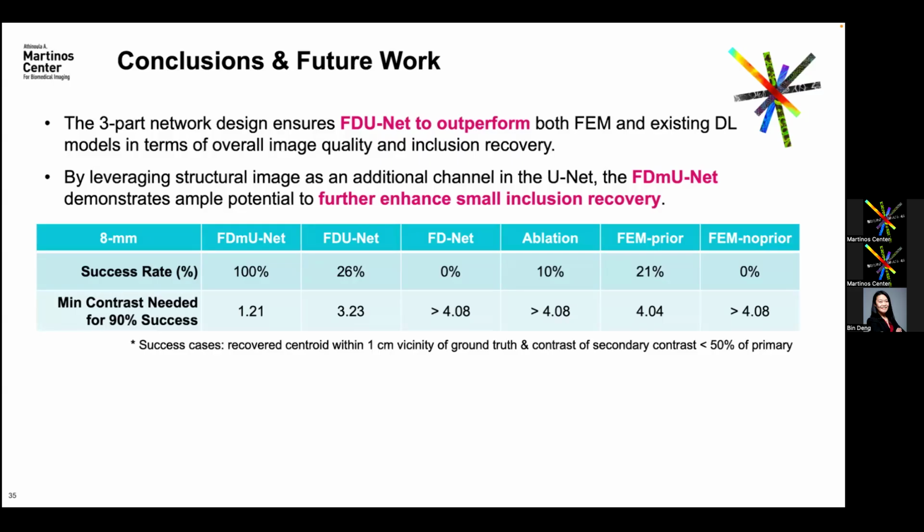If we use this metric to define the success rate, the FDUNet actually achieves a much better success rate compared to all other methods. And also notice that the minimum contrast needed for 90% of the cases to succeed is only 1.2. So that dramatically increases the sensitivity of the optical imaging technology.